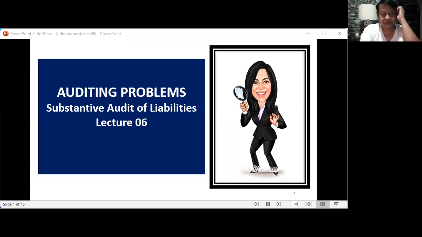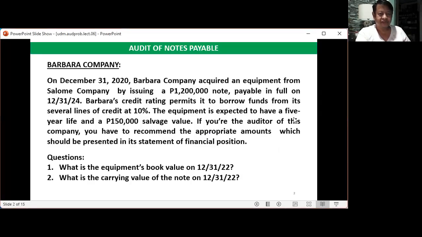Our topic is auditing problems. We will continue our discussion of audit of liabilities. In this particular topic, we will discuss the audit of notes payable. We are now under lecture number 6. So let's proceed immediately to our problem-solving exercises. As I have said, this is about the audit of notes payable.